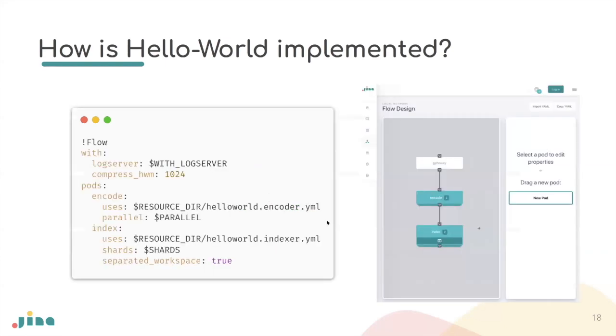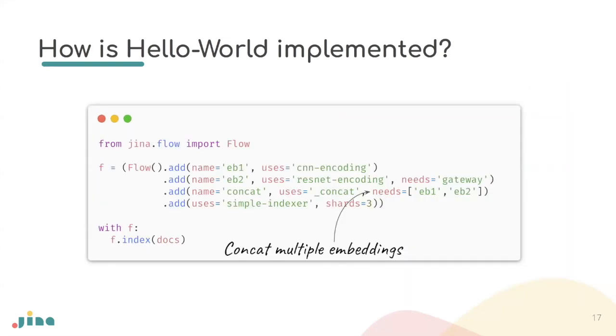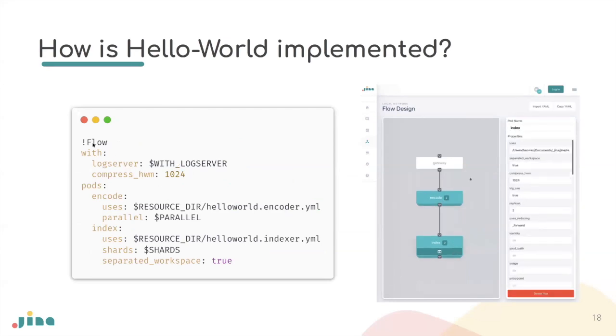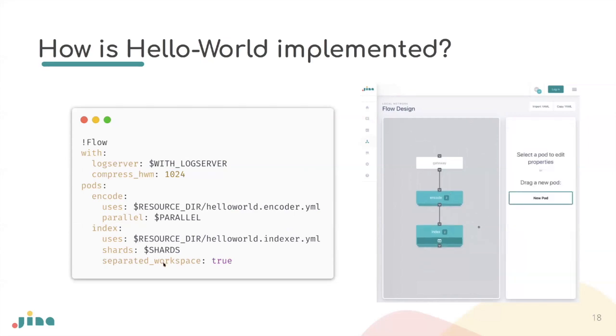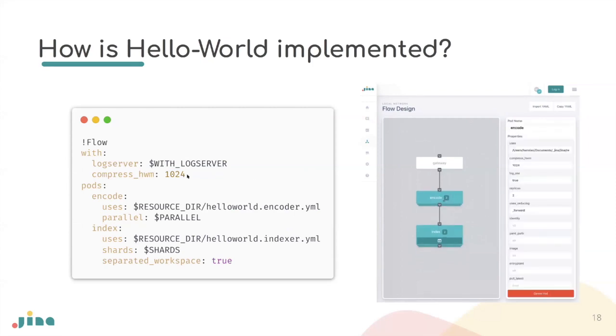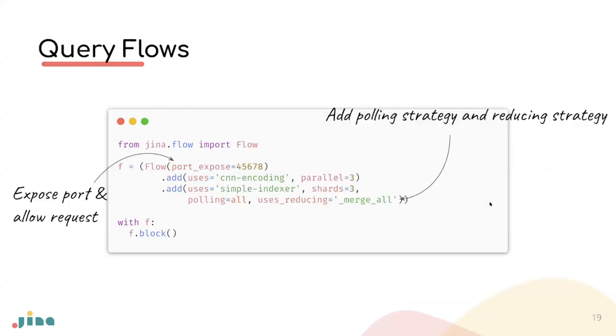Let's say you don't want to use Python, or you don't want to maintain the Python code because you're trying to deploy this into the cloud or into production, so you don't want to change your code base so often. What you can do is write a very small YAML file that describes what the flow looks like. It's basically the same: you write encode uses, then parallel, index uses, whatever configuration you have here, or you can also put the Docker image here and put the shards here. And if you don't know YAML, you are a JSON guy, and you don't like YAML, that's fine. You can also do this interactively using the flow design, the interactive dashboard, to do the hello world implementation. Okay, so far so good.